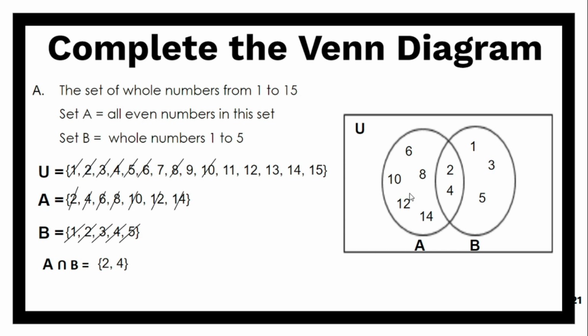So, let's cancel. 11, wala pa. 12 nandito na din sa AB. 13 wala pa. 14 nandun na din. 15 wala pa. So, meaning to say, yung mga wala pa dito sa dalawa, 7, 9, 11, 13, and 15, yun yung ilalagay natin sa labas. Okay? So, yun. Nakompleto na natin yung ating Venn diagram.